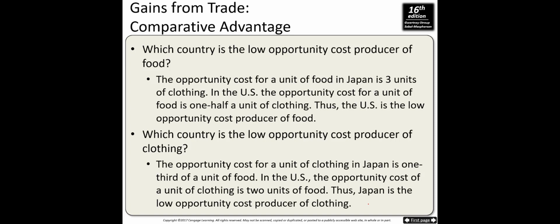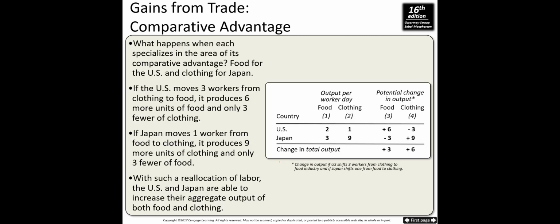Which country is the low opportunity cost producer of clothing? The opportunity cost for a unit of clothing in Japan is 1/3 of a unit of food. In the US, the opportunity cost of a unit of clothing is 2 units of food. Thus, Japan is the low opportunity cost producer of clothing. Next question is, what happens when each specializes in the area of its comparative advantage, which in this case is food for the US and clothing for Japan?